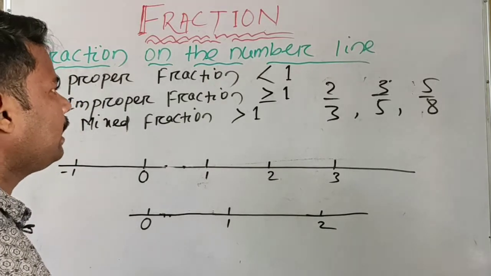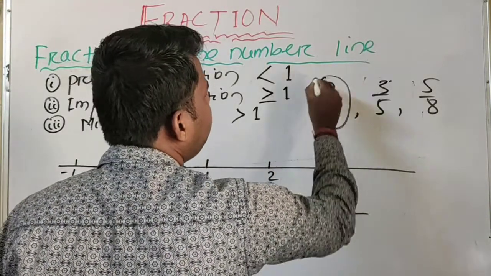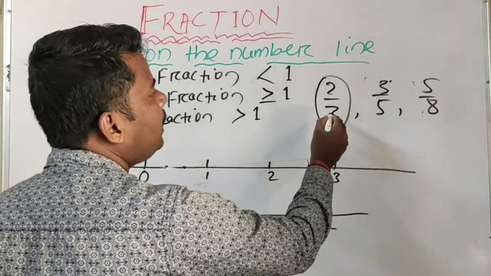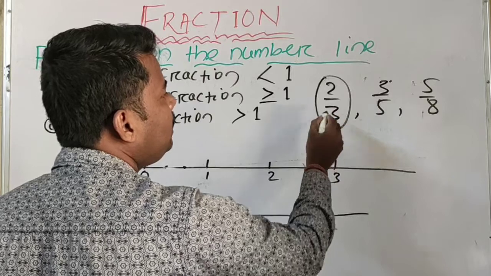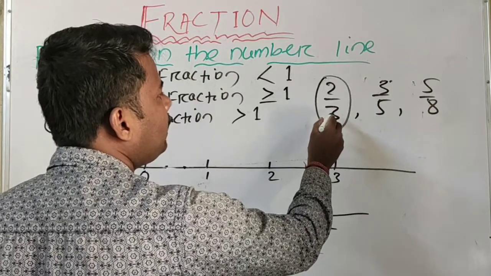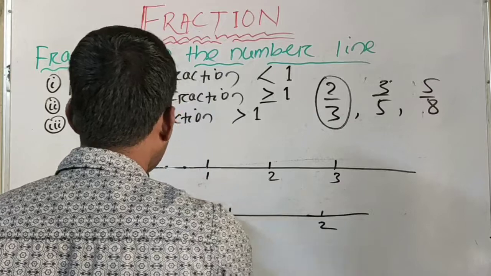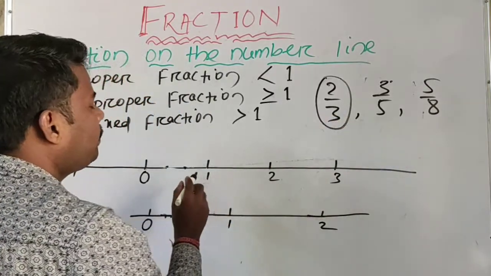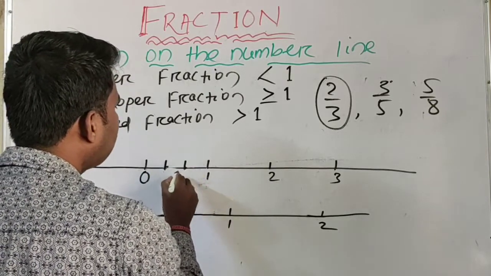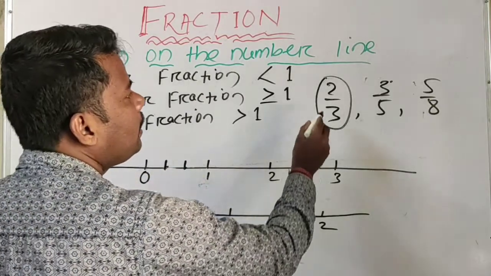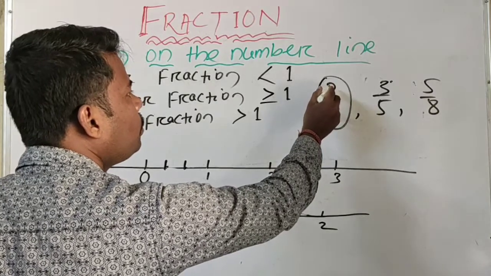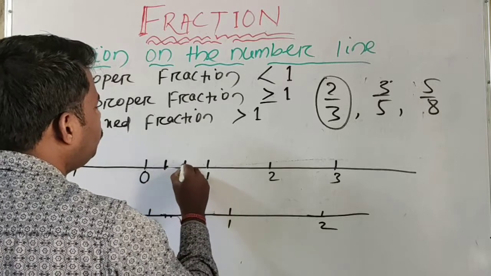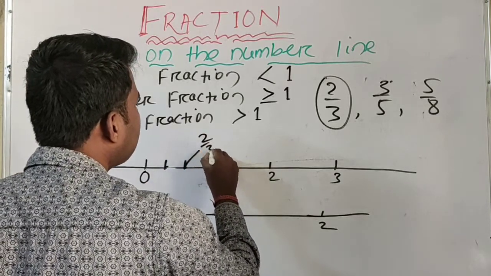So first we will take an example of how we represent 2 by 3 on the number line. Its denominator is 3, so we have to divide equally into 3 parts from 0 to 1. And its numerator is 2, so we count from 0, 1, 2. So this part is equal to 2 by 3.